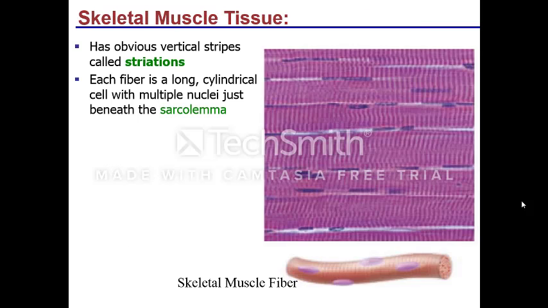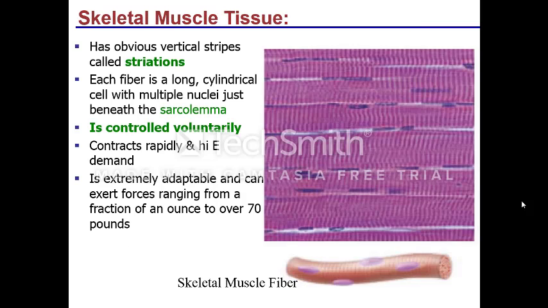If we zoom back out using our microscope and we look at a microscopic view of skeletal muscle, we see obvious vertical stripes called striations. This striated pattern is characteristic for all skeletal muscle fibers. This pattern is due to the alternating proteins called actin and myosin.